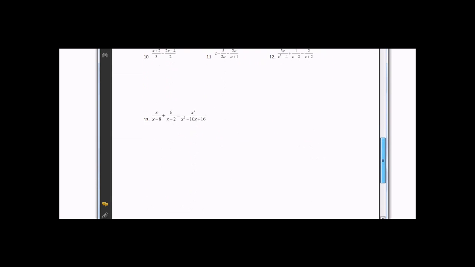Now we're going to take a quick look at 11 and 13. So 11 says 2 minus 5 over 2a equals 2a over a plus 1. We might have to come back to that. So 2 minus 5 over 2a is equal to 2a over a plus 1.